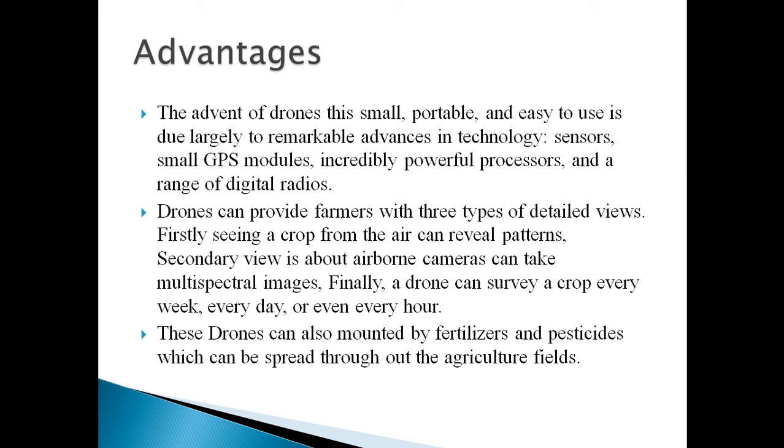Drones can provide farmers with three types of detailed views. Firstly, seeing a crop from the air can reveal patterns. Secondly, airborne cameras can take multispectral images. Finally, a drone can survey a crop every week, every day, or every hour. It depends on you. However you set the drone, it functions like that. These drones can also be mounted with fertilizers and pesticides, which can be spread throughout the agricultural field.